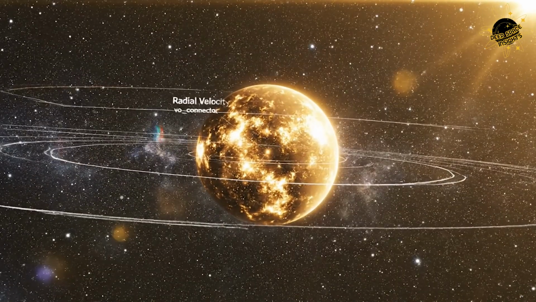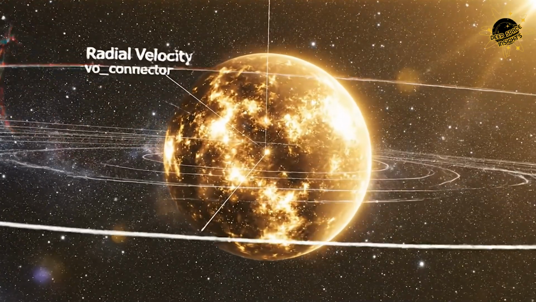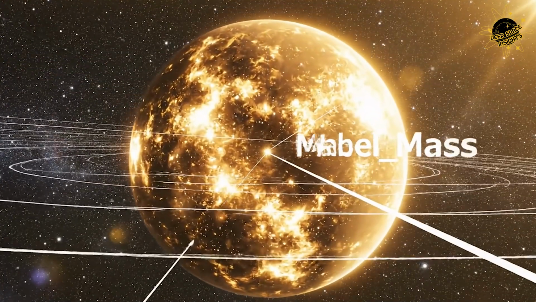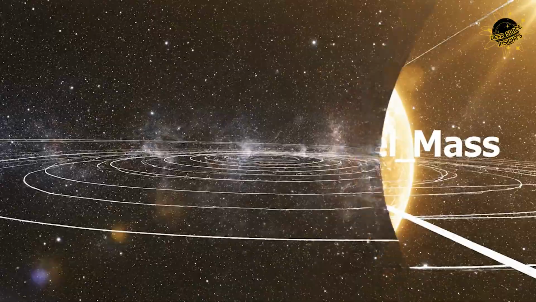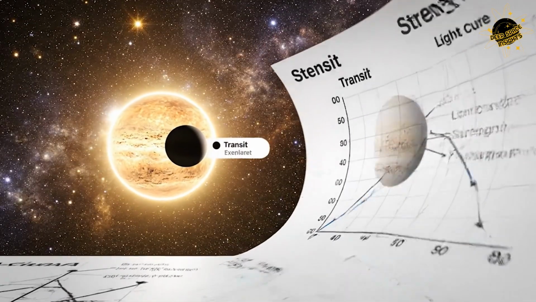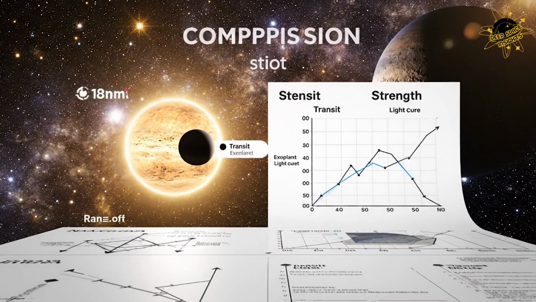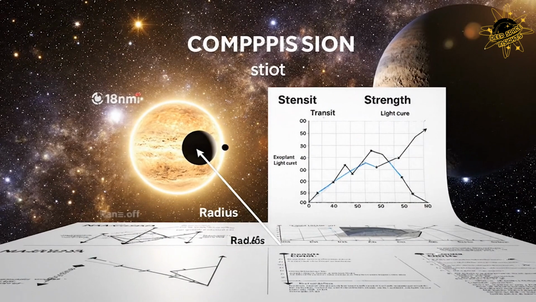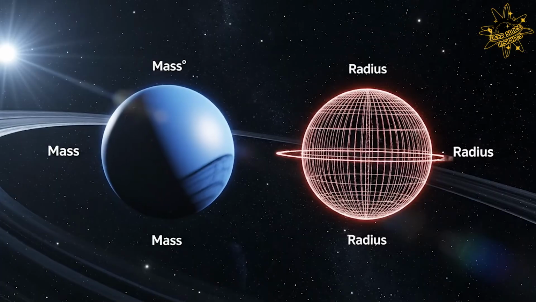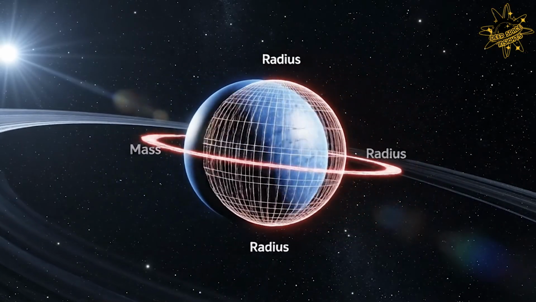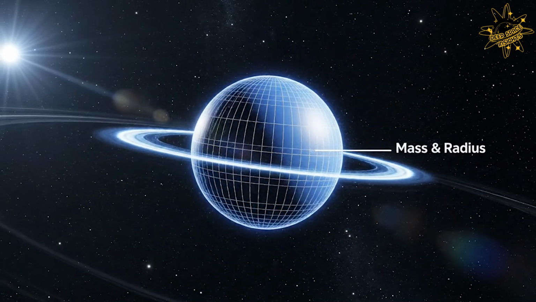Radial velocity can estimate the planet's mass, but it cannot measure its size. By contrast, the transit method determines a planet's size, but it cannot measure its mass. The ideal discovery uses both methods on the same exoplanet to find both its mass and its radius.